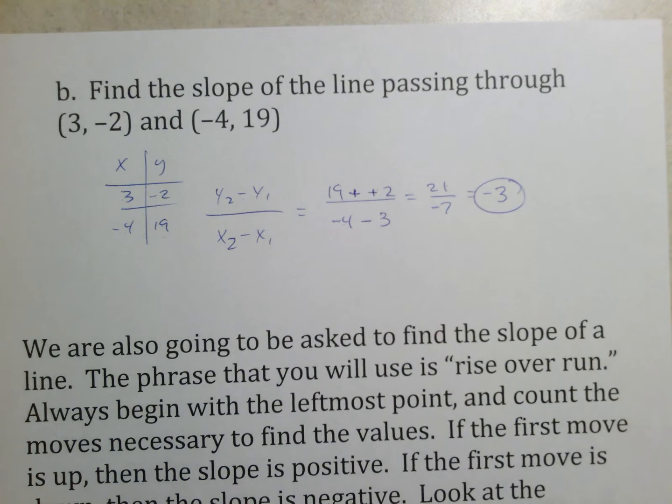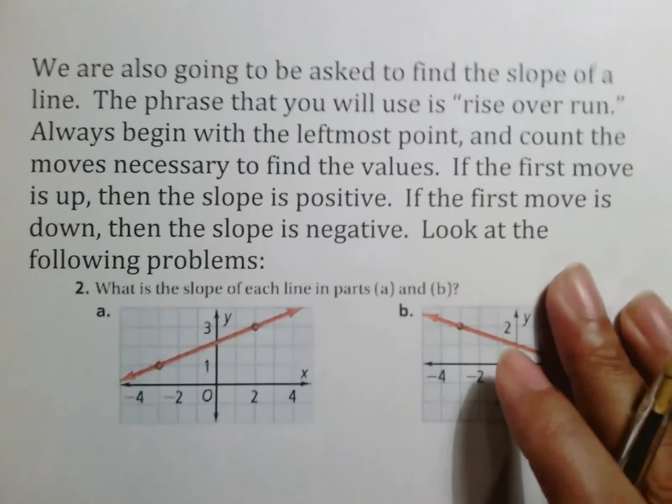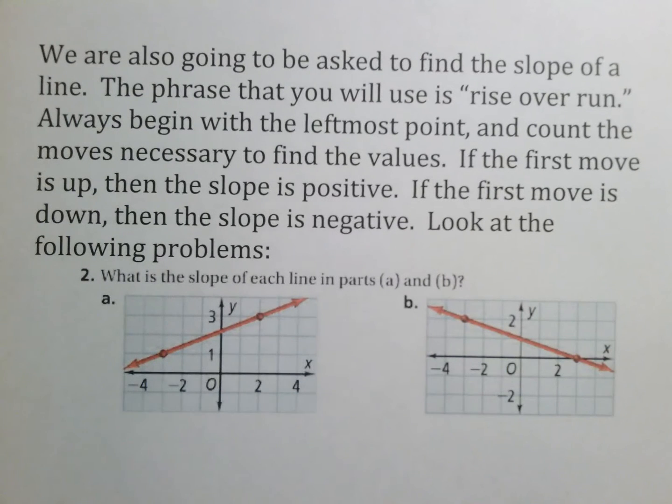Okay? We're also going to be asked to find the slope of a line. The phrase that you're going to use is rise over run. Please, again, make sure you write that down for yourself. And notice that this is a second type of thing.